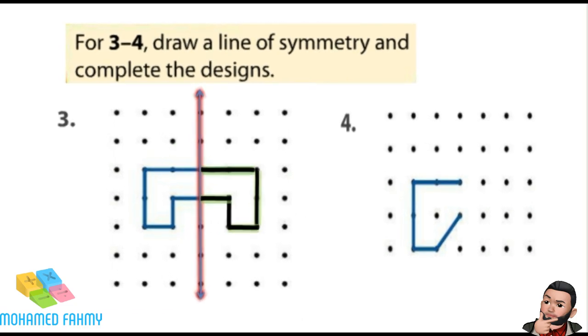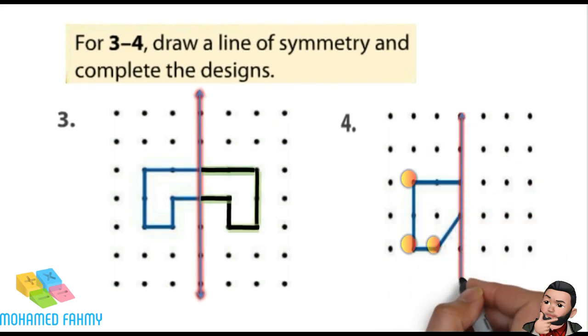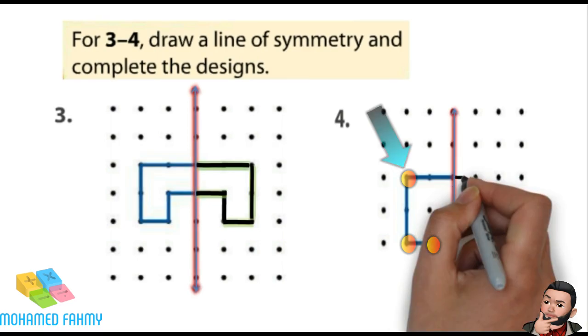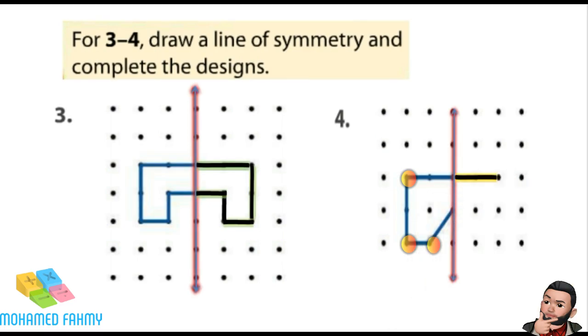Okay. The next example, question 4, in the same way. We put the line of symmetry and we imagine the place of the line which divides the shape into 2 identical figures. So exactly it will be here. Okay. The first corner is here. So we have to move 2 units from the line of symmetry in the opposite direction like that.